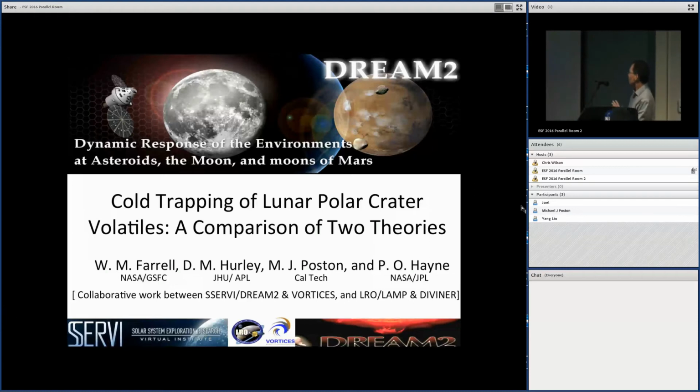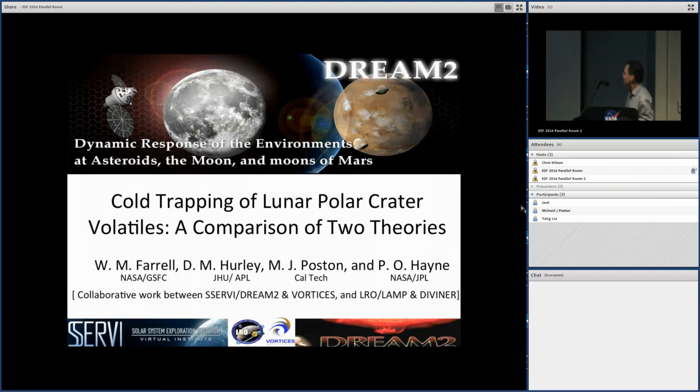I just want to mention that the way this started is there are two different theories out there about cold trapping. One called cryocondensation, which has been applied at Mercury, and the LRO team is applying it at the Moon. But there's also been this cryoabsorption picture, which the Survey team, the Vortice team at Georgia Tech and at APL have been working on.